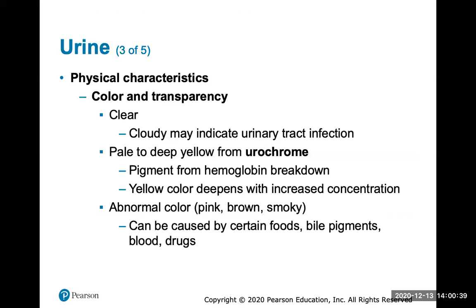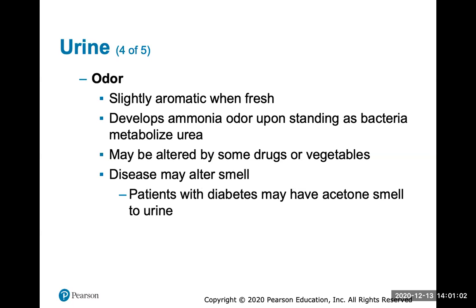The physical characteristics: it can be clear, and cloudy could indicate a urinary tract infection. Pale to deep yellow could be caused by urochrome, which is a pigment from hemoglobin breakdown. The yellow color deepens with increased concentration. And any abnormal color like pink, brown, or smoky could be caused by certain foods, bile pigments, blood, or drugs. The odor is slightly aromatic when fresh. It develops an ammonia odor upon standing, as bacteria will metabolize the urea, and it could be altered by some drugs or vegetables. Disease could also alter the smell of your urine.